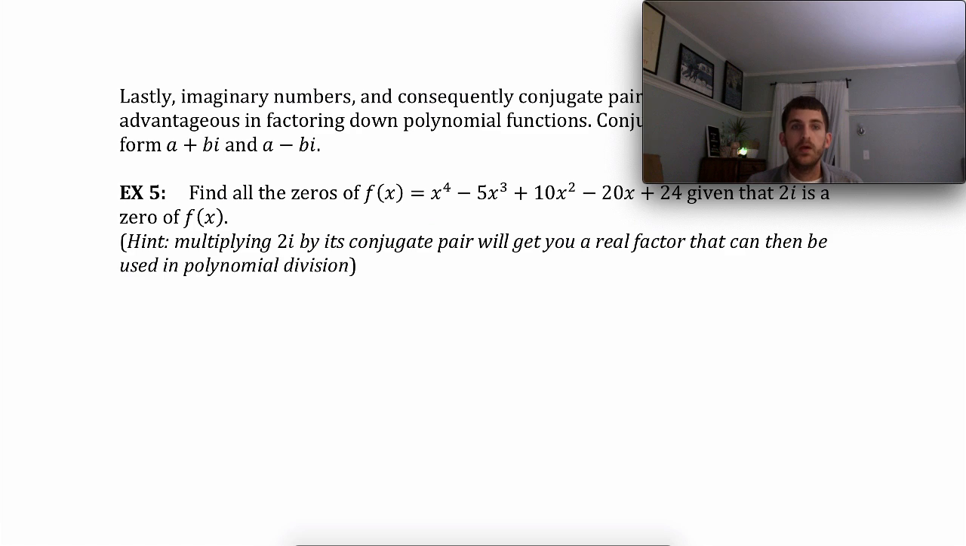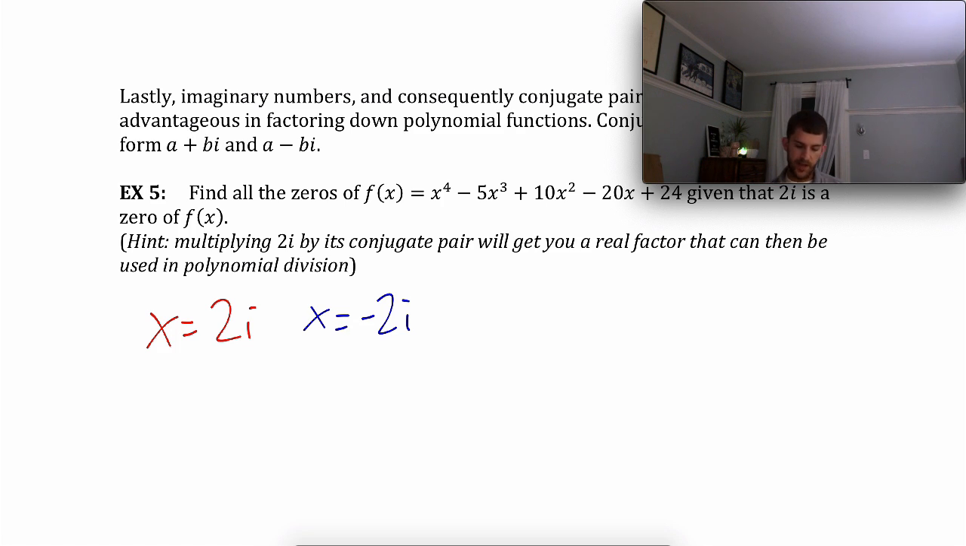There we go. So we're told that one of our zeros is x equals 2i. Now, based on what we know, x equals negative 2i also has to be a zero. There's no way you can factor something down and get just positive 2i.